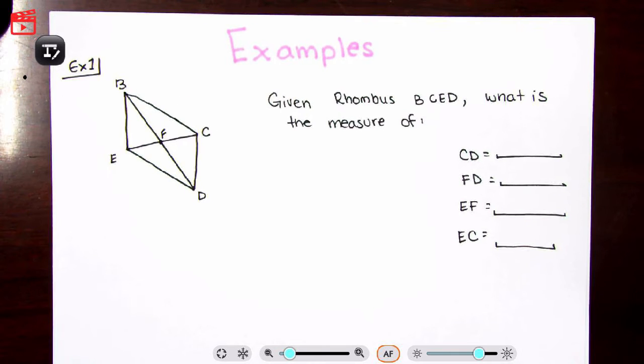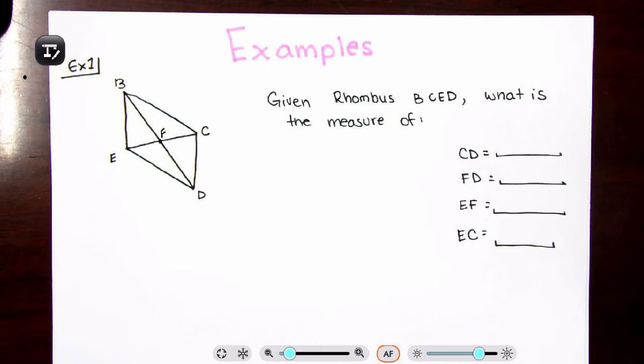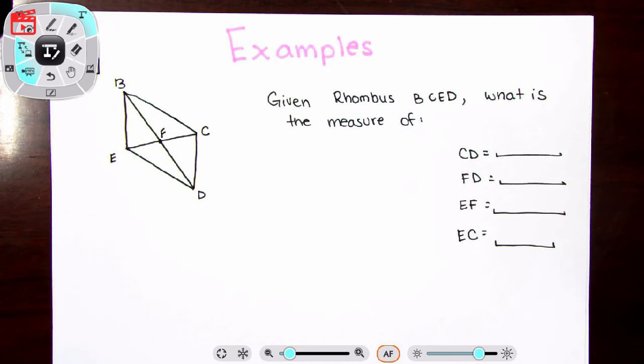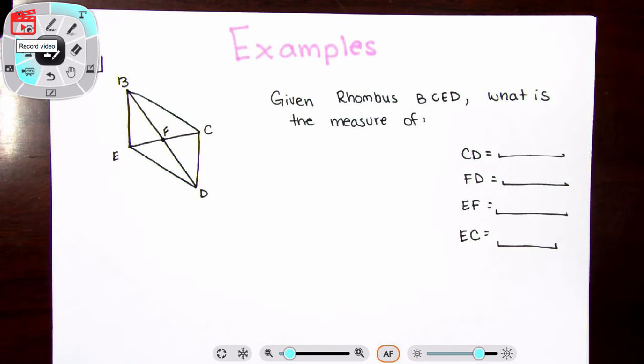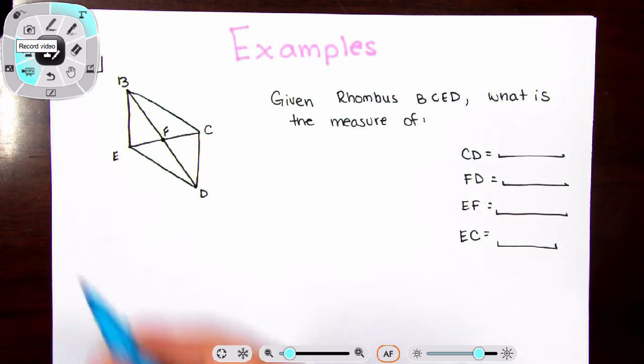For example number 1, given a rhombus BCED, what is the measure of CD, FD, EF, and EC? And I'm looking, and I hesitated there for a second, it doesn't look like they give us any measurements. So let's go ahead and put that in. Let's mark it up first, and then we'll give you some angle measures.